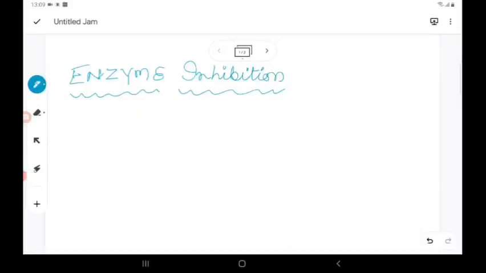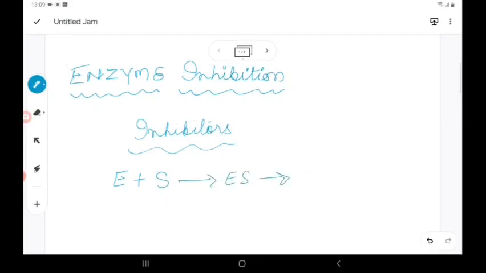Today we will see how the enzymes are inhibited. So first thing we need to know is what the inhibitors are. When we were studying enzyme activity or enzyme mechanism, we have seen that an enzyme can bind with a particular substrate and it forms an enzyme substrate complex, which breaks down and forms the product. So finally we get the product.